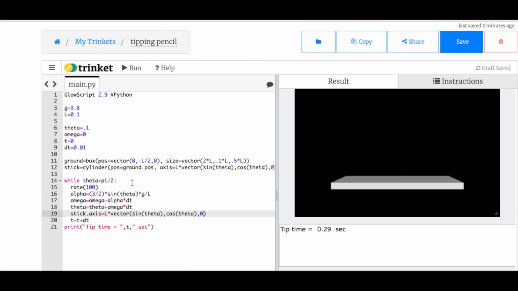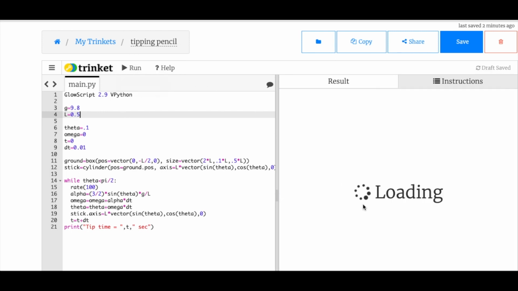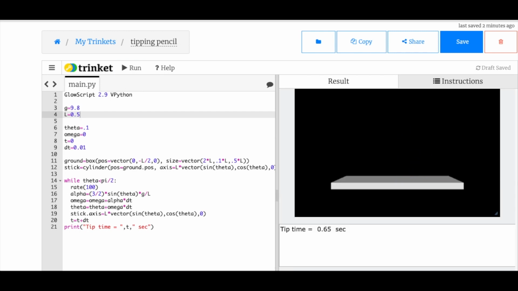And I did it. So the position is at the point, so you don't really see it. And it took 0.29 seconds. Now let's just go ahead and change this to, let's say, half a meter. And everything's going to look the same because everything's going to scale up. Took longer. Let's say we put this to, let's say, 2 meters.